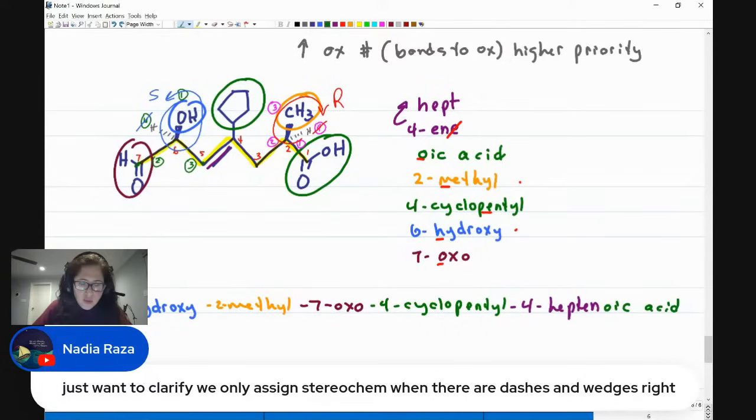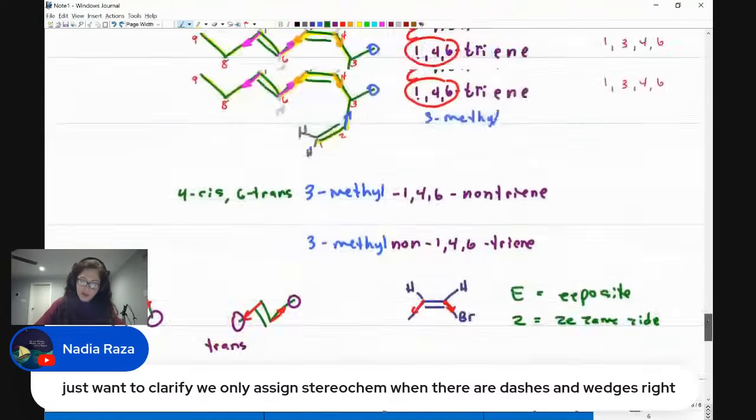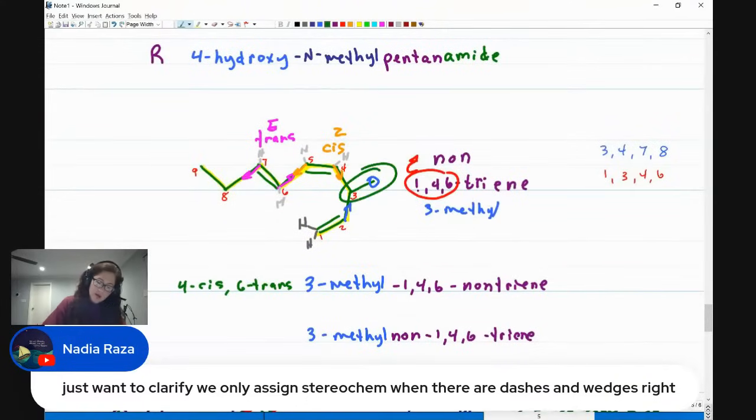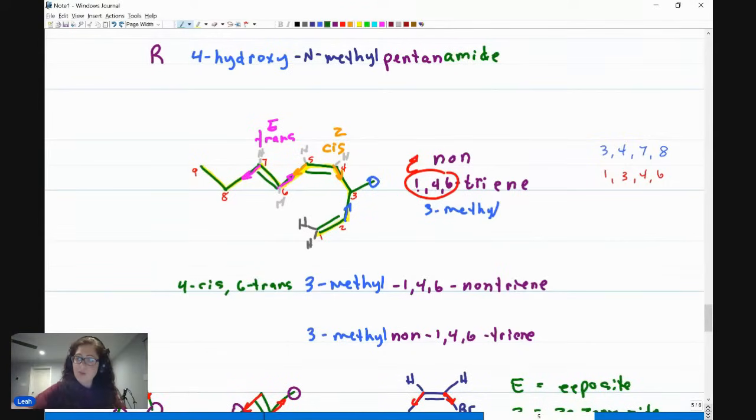Question. To clarify, we only assign stereochem when there are dashes and wedges? Well, we have to know if it's chiral, what kind of chirality we're dealing with. So for example, how are you going to assign this R or S if I haven't told you if it's coming out of the page or going into the page? It could be both, but because I didn't specify, you're not able to tell me. If I drew it with a dash or a wedge, then you would give me the correct answer based on what you figure out. And for the stereo worksheet, right there.